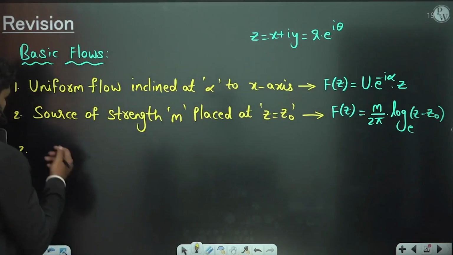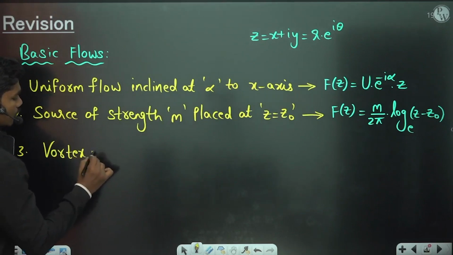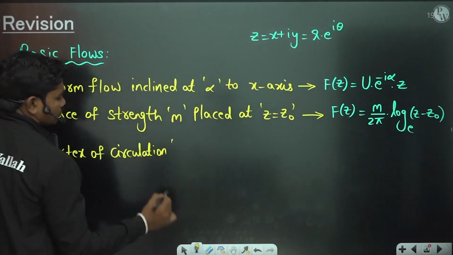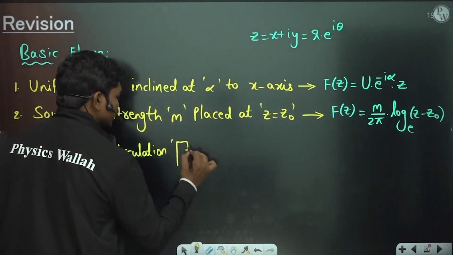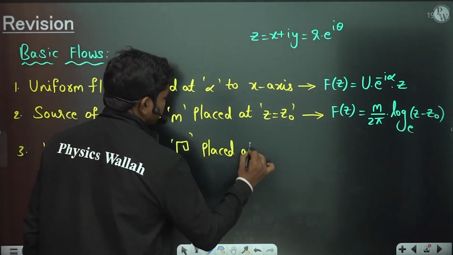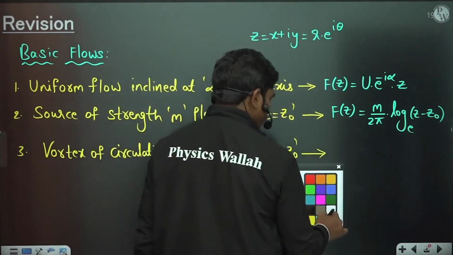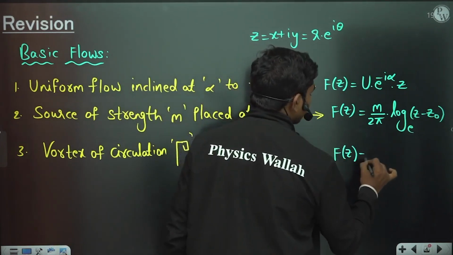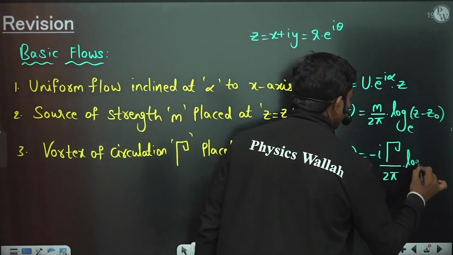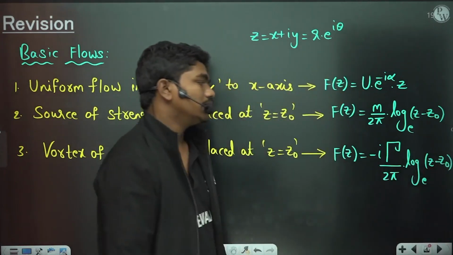And we have seen that in case of a vortex flow, the strength of the vortex is measured in its circulation gamma. Actually we have seen circulation gamma in this case placed at z is equal to z naught. In this case we got the complex function as f of z is equal to minus i times circulation by 2 pi times log z minus z naught to the base e.